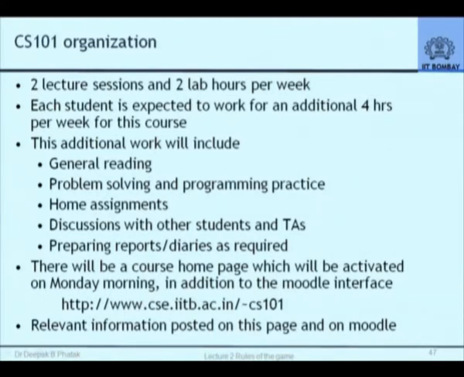There will be a course homepage. That homepage is accessible from anywhere in the world. There is a course Moodle. All of you have registered for the Moodle. All of you know how to log into the Moodle?